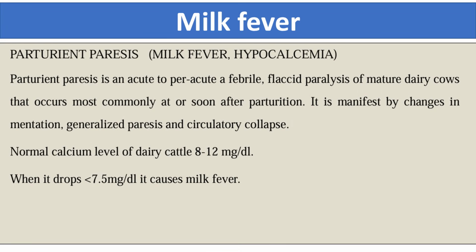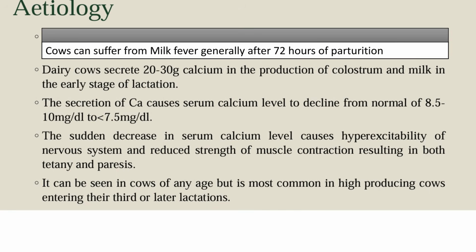Milk fever, or parturient paresis, is an acute to peracute paralysis of mature dairy cows that occurs around parturition. It is caused by hypocalcemia. A normal calcium level is 8 to 12 milligrams per deciliter. Milk fever occurs when it drops below 7.5 milligrams per deciliter. Milk fever generally occurs after 72 hours of parturition.